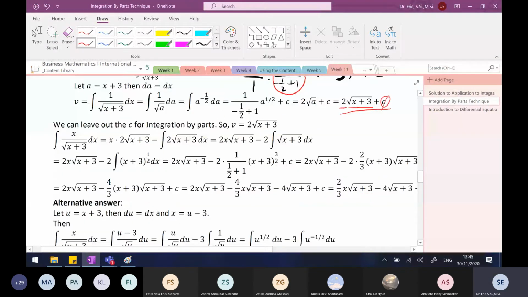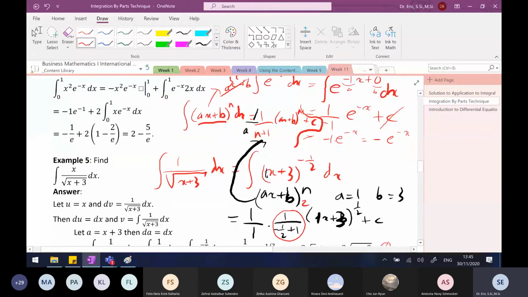So you can just use this formula. I will use this. I will tidy up a bit.